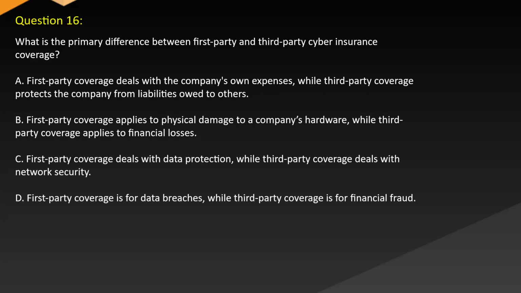Question 16. What is the primary difference between first-party and third-party cyber insurance coverage? A. First-party coverage deals with the company's own expenses, while third-party coverage protects the company from liabilities owed to others. B. First-party coverage applies to physical damage to the company's hardware, while third-party coverage applies to financial losses. C. First-party coverage deals with data protection, while third-party coverage deals with network security. D. First-party coverage is for data breaches, while third-party coverage is for financial fraud.